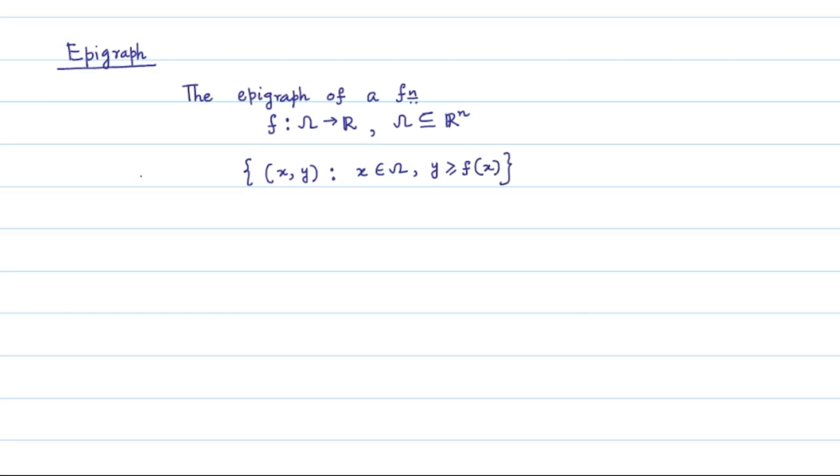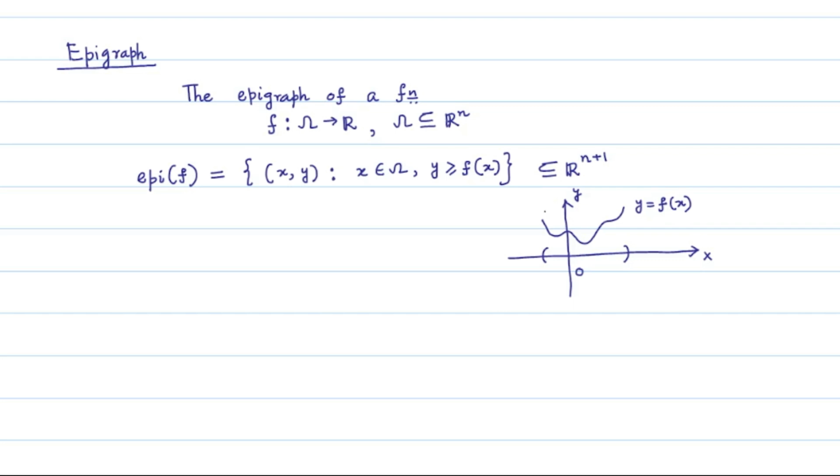We commonly denote the epigraph of a function f by simply epi f, and we notice that epi f is a subset of R^(n+1), and geometrically epi f is the set of all points which are lying above the graph of the function f. For example, if we consider a hypothetical graph, a function which is defined on this interval in the real number line, and the graph of the function is like this, then epi f of this function f is the set of all points in the xy plane which are lying above this graph and also the points on the graph of the function y equals f(x).